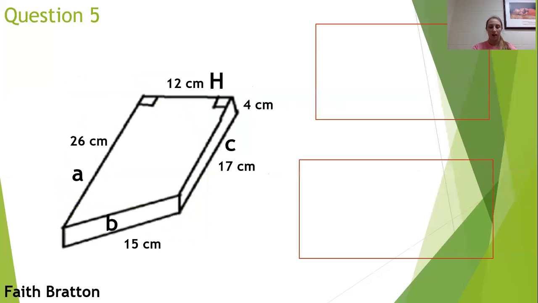Okay, for question 5, the figure on the left is a trapezoidal prism. To find the surface area of this prism, we know that H equals height.